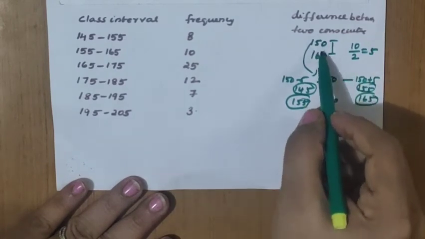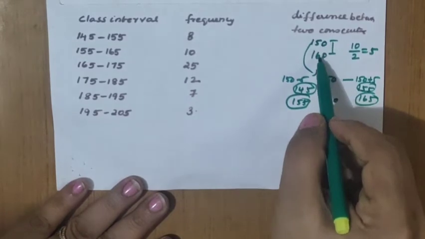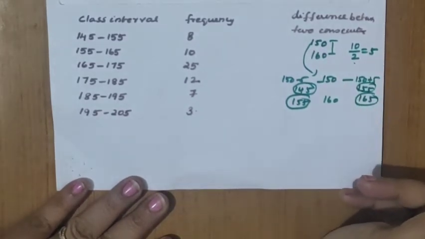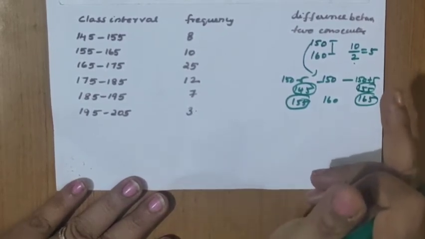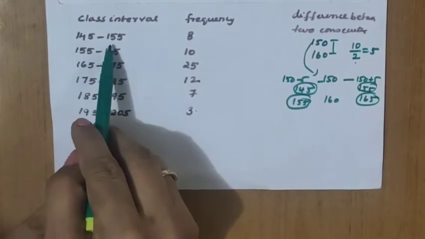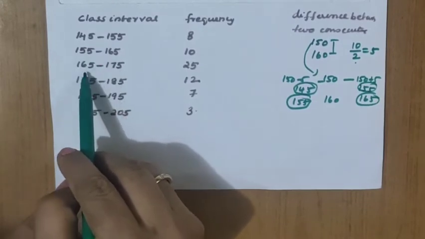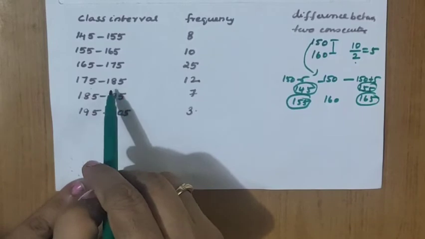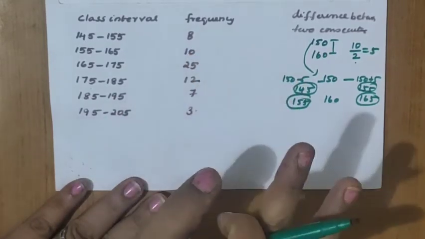So what should we do? The difference between consecutive class marks is to be taken and divided by 2. That should be added to the class mark for getting the upper limit and subtracted for getting the lower limit. So your class intervals will be 145 to 155, then 155 to 165, 165 to 175, again 175 to 185, 185 to 195, 195 to 205. Frequency there is no change.